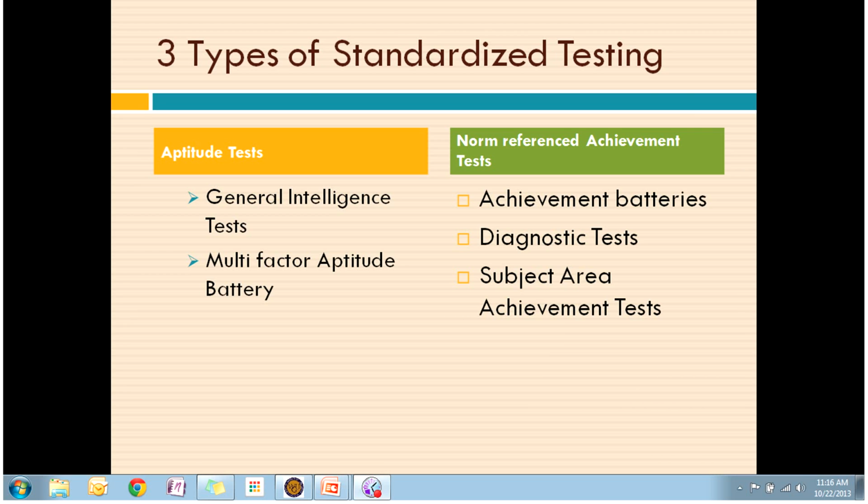Diagnostic tests focus on one subject area, and they are usually reading or math. These are most often used in identifying students for specific learning disabilities. The last of the norm reference tests are subject area achievement tests, and these tests fall in line with the exact curriculum that the district uses. They're designed to align with the district or state standards and test very narrowly to how those standards are written.